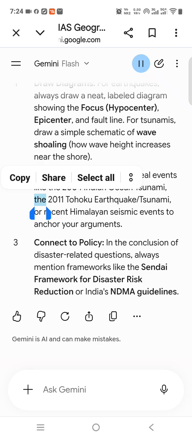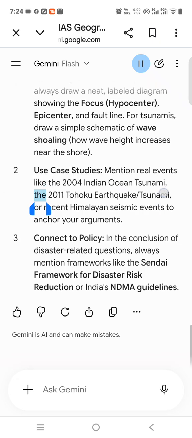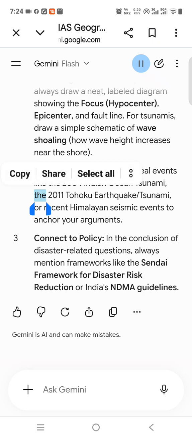3. Hazard management. Question. Earthquake prediction is still an elusive science, making preparedness the only viable shield. Evaluate India's preparedness with special reference to seismic microzonation in urban centers. 15 marks, 150 words. Section B, Tsunamis, Oceanography and Coastal Hazards. 4. Mechanism and trigger factors.